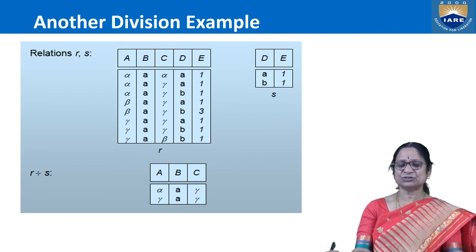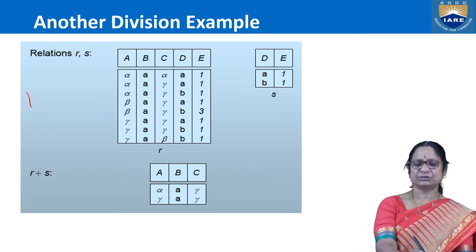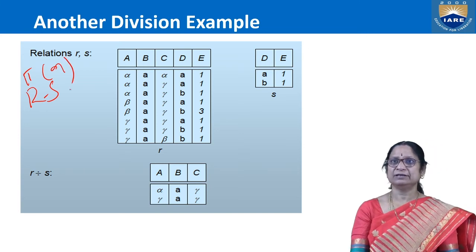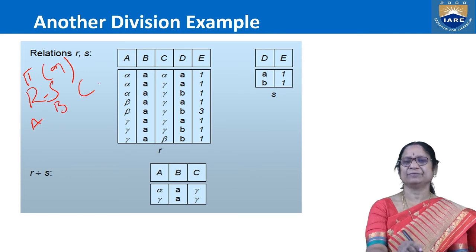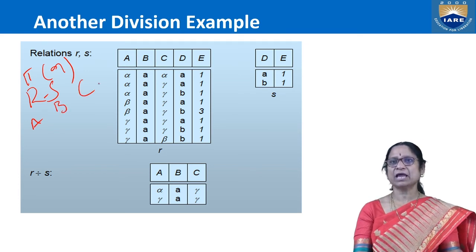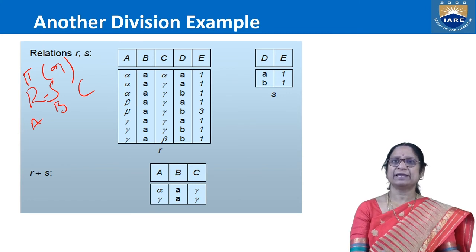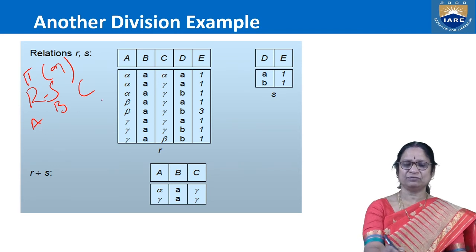So what is my structure of R? A, B, C, D, E. So what am I supposed to get? R minus S of R. D is not there. I'll get A, B, C. So I have to get the set of tuples, a relation ABC. ABC means alpha A alpha. We will get up to this.